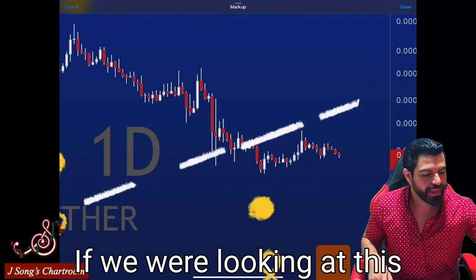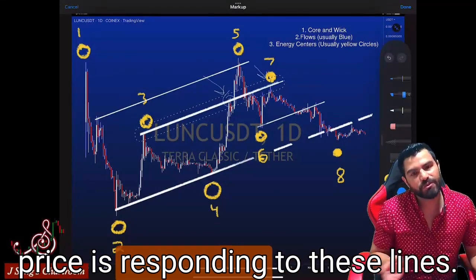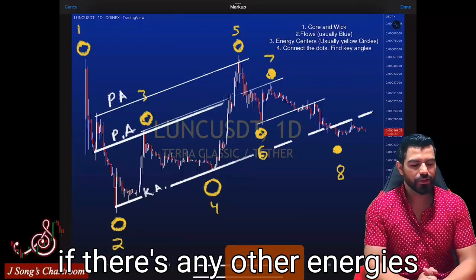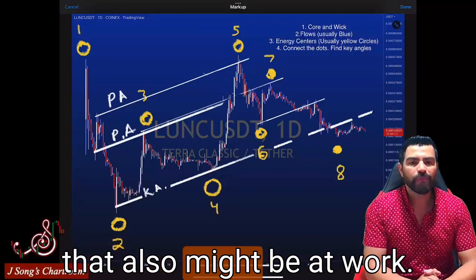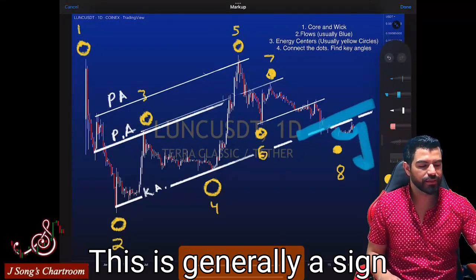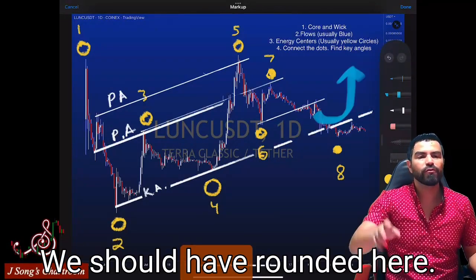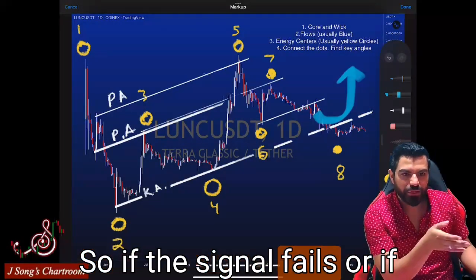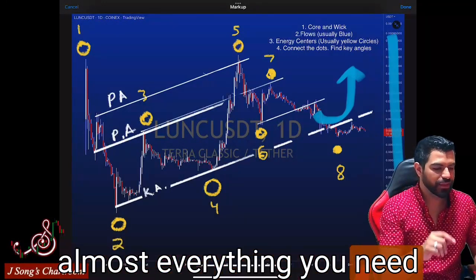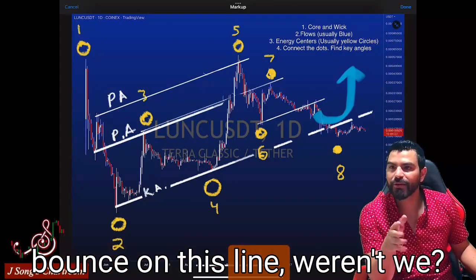If we were looking at this chart alone right now, we might say, hey, Luna's weak. Price is responding to these lines. Our next step is to start seeing if there's any other energies that also might be at work. Why are we on the underside of here? This is generally a sign we're going down, generally a sign of weakness. We should have rounded here. So if the signal fails, or if price doesn't do what it's supposed to do, it tells you almost everything you need to know. A few weeks ago, we were waiting for Luna to bounce on this line, weren't we?